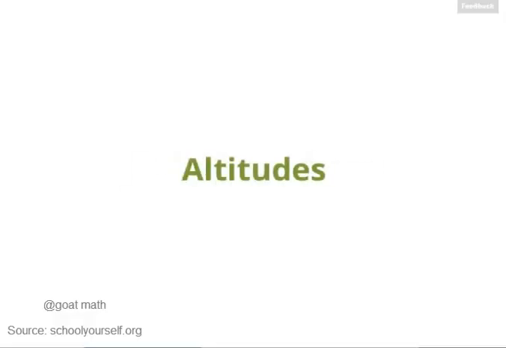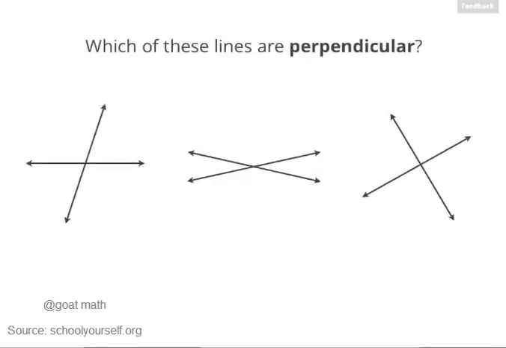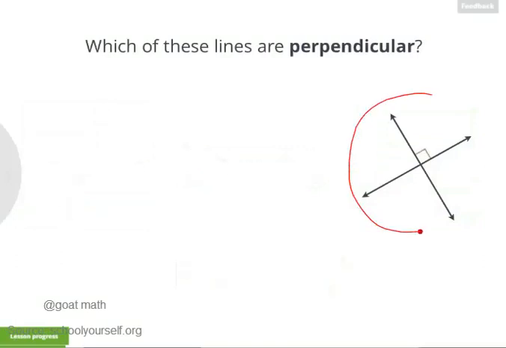Here we'll introduce altitudes, which are special lines for triangles. But first, can you identify which pair of lines are perpendicular? Or click down here instead to review. Great, so these two lines are perpendicular, meaning they intersect to form right angles.